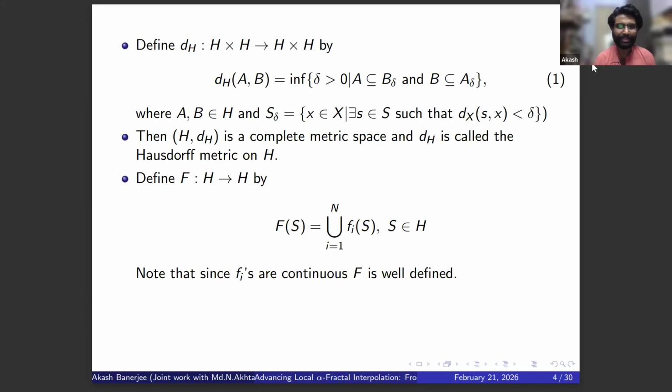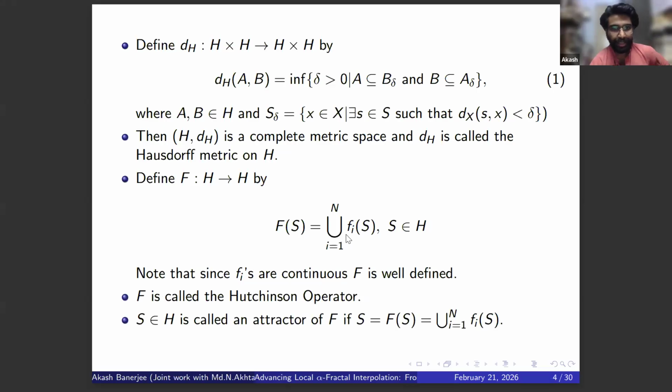Then we can define this operator capital F, which is defined like this: capital F of S, where S is a non-empty compact set. The image of S is nothing but the union of the images of S under the Fi's, and this F is called the Hutchinson operator. A particular non-empty compact set capital S is called an attractor of this operator if S is a fixed point of this function.